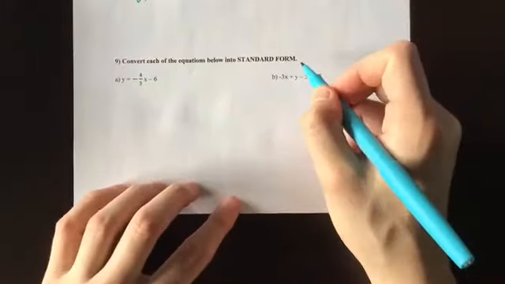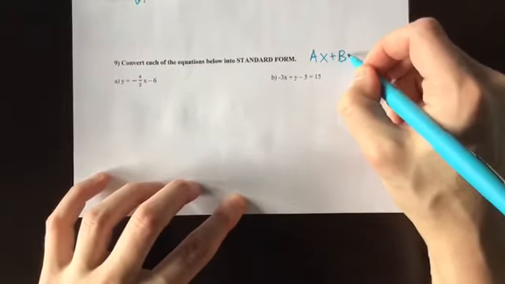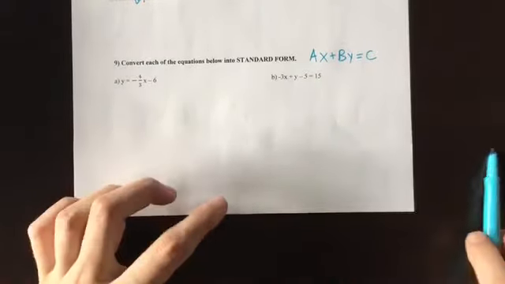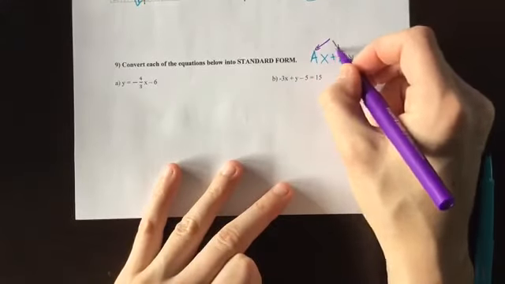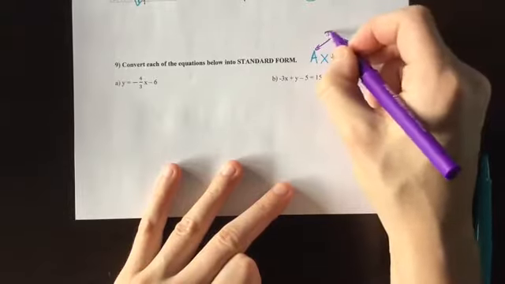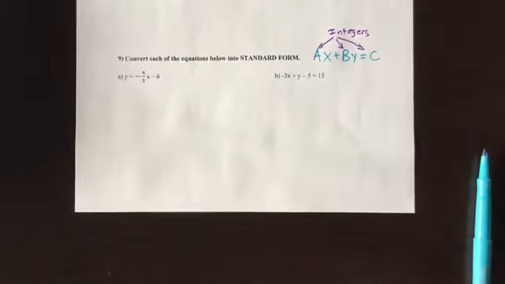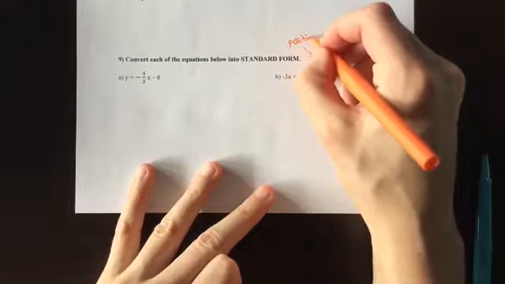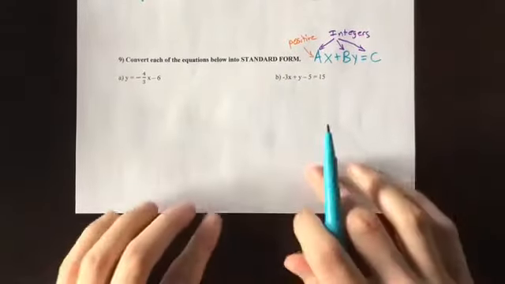Last question I wanted to go over was number 9, converting each of the equations below into standard form. So we want to refresh our memories. Standard form is ax plus by equals c. So really we're getting the constant c alone. We want to remember that a, b, and c must be integers, and that a, the leading coefficient, has to be positive to be in that proper standard form. So we're going to try and get these equations into proper standard form.